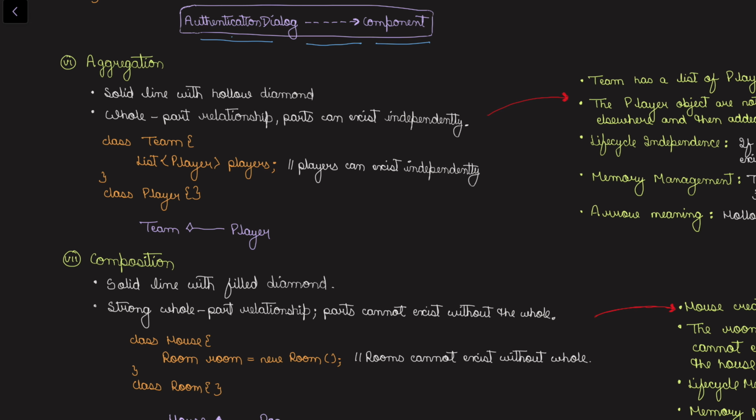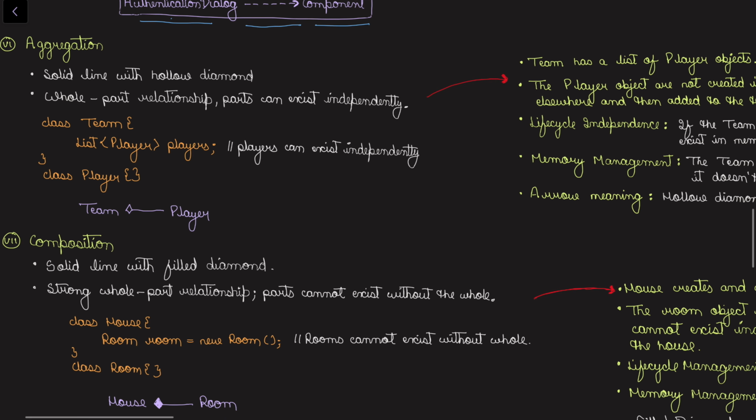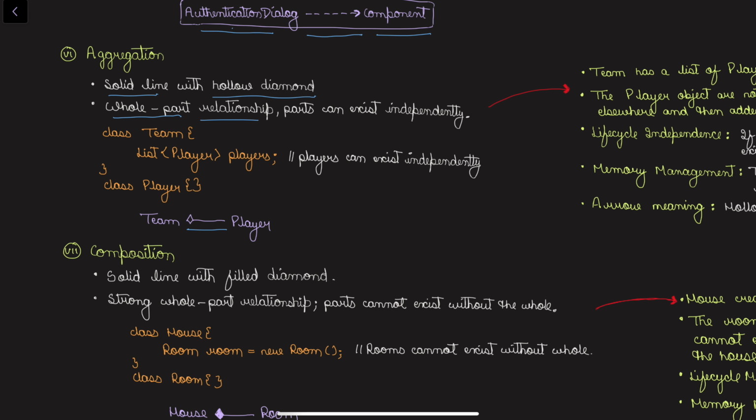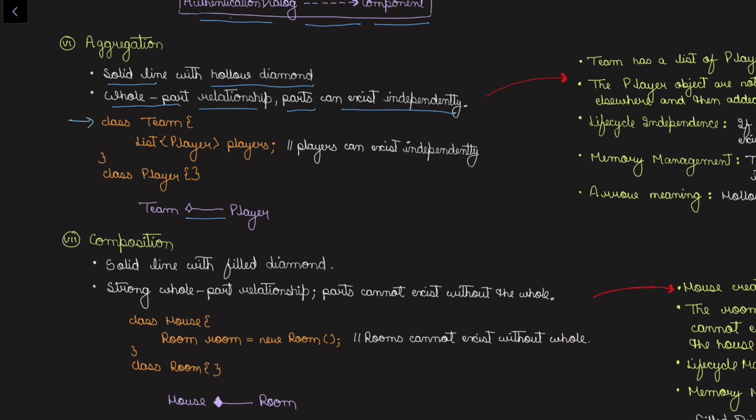Now what is aggregation? First let's see how we denote aggregation. We denote aggregation as a solid line with a hollow diamond. Aggregation means whole-part relationship. Parts can exist independently. Let me explain with this example. We have class Team with a list of players that can exist independently. We have this class Player.